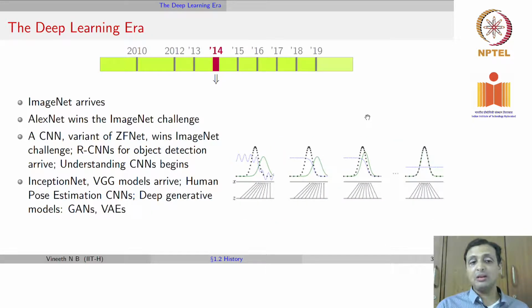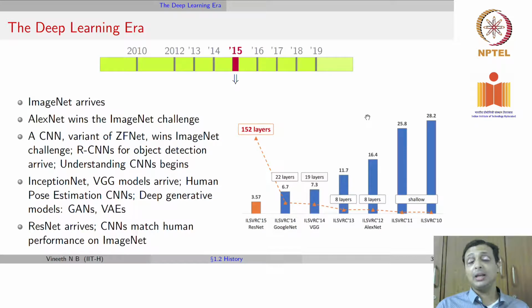In 2014, InceptionNet and VGG models arrived. Human pose estimations were developed, so CNNs started being used for other tasks beyond just object recognition. Deep generative models such as generative adversarial networks, GANs, and variational autoencoders, VAEs, also were developed in 2014. In 2015, residual networks or ResNets arrived, and CNNs matched human performance on ImageNet. It was again a landmark achievement.